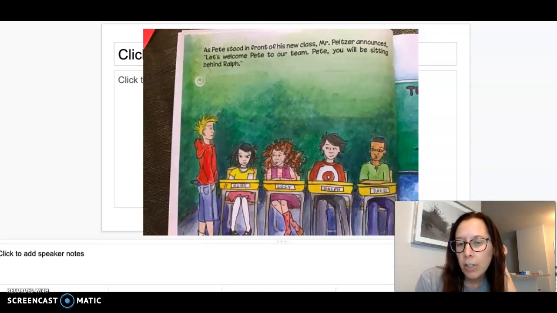So look at the illustration. You can see Pete standing there. You can clearly see where Ralph is sitting. So you kind of can visualize where he'll have to go.